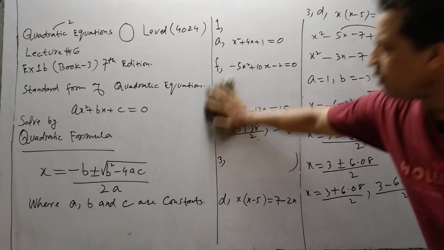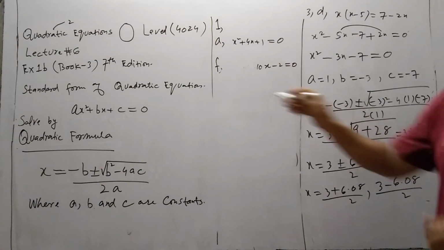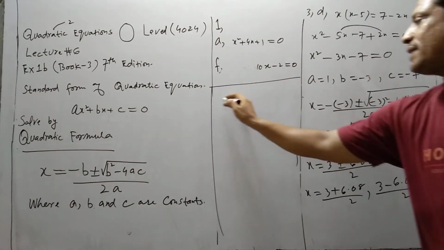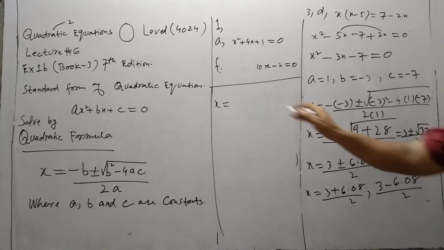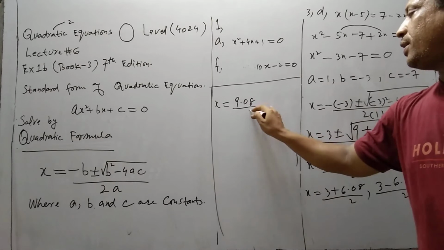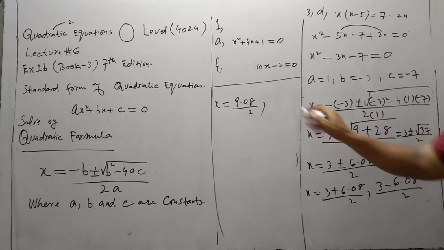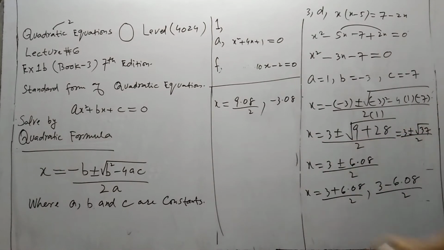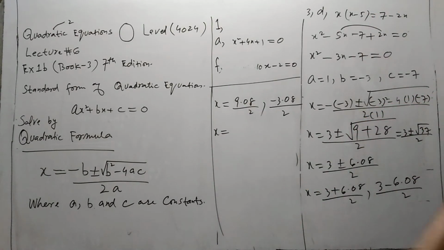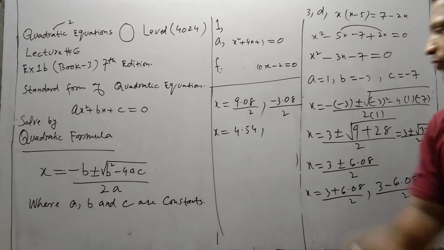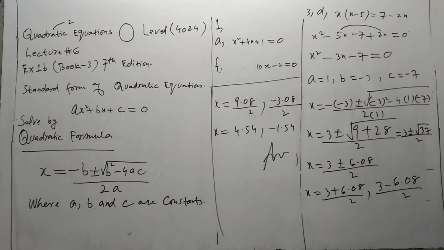answer would be x is equal to 3 plus 6.08, which is 9.08 upon 2, or 3 minus 6.08, which is minus 3.08 upon 2. If you divide this by calculator, you will get 4.54, and if you divide this, you will get minus 1.54 as the answer.